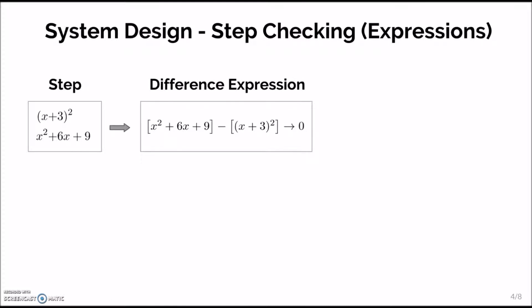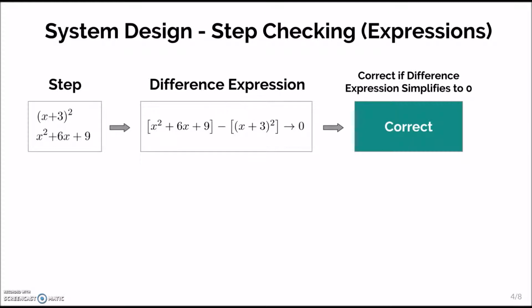CheckMySteps starts by constructing a difference expression, consisting of the expression following the step minus the expression preceding the step. It then simplifies that difference expression, and in this case we see that it simplifies to 0. Then the step is deemed correct if the difference expression simplifies to 0, because that just means that the expression following the step is equal to the expression preceding the step. Okay, let's try another step.